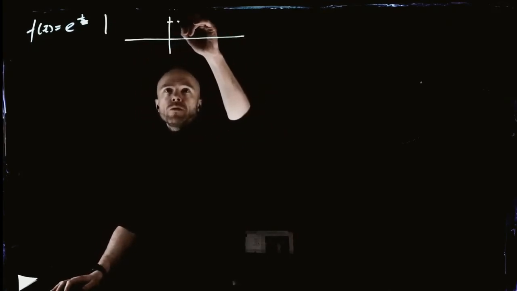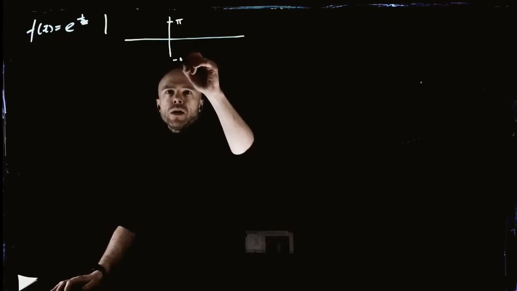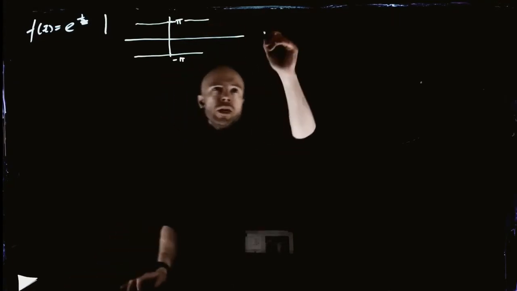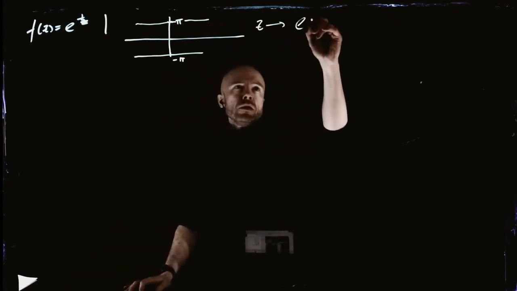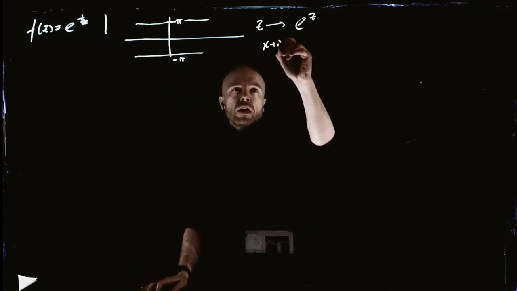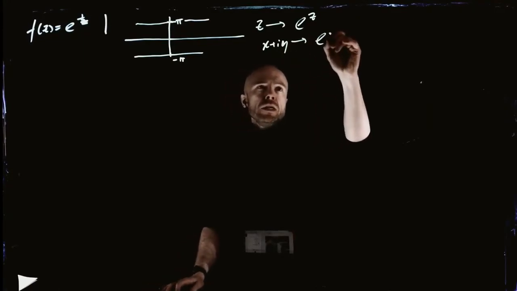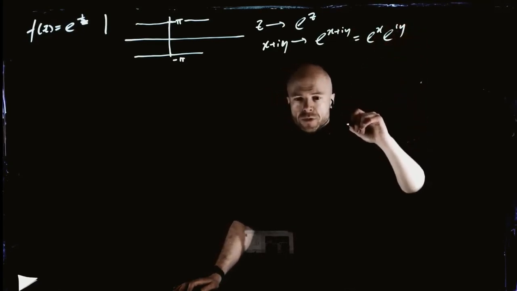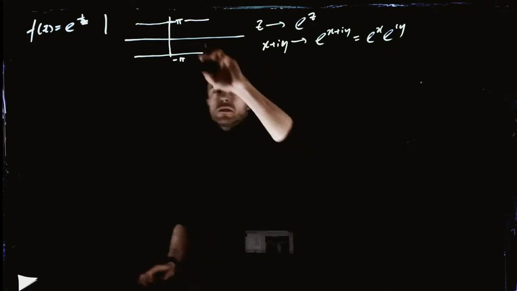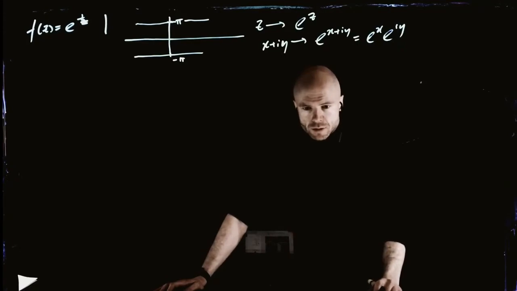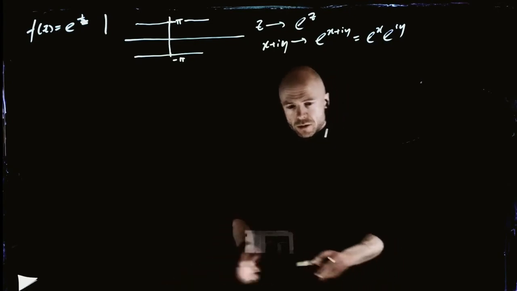So if we have this strip from pi to minus pi, then z goes to e to the z. What does it do? That's the same as x plus iy goes to e to the x plus iy, which is e to the x, e to the iy. So what does the exponential function do to this strip? We talked about this.